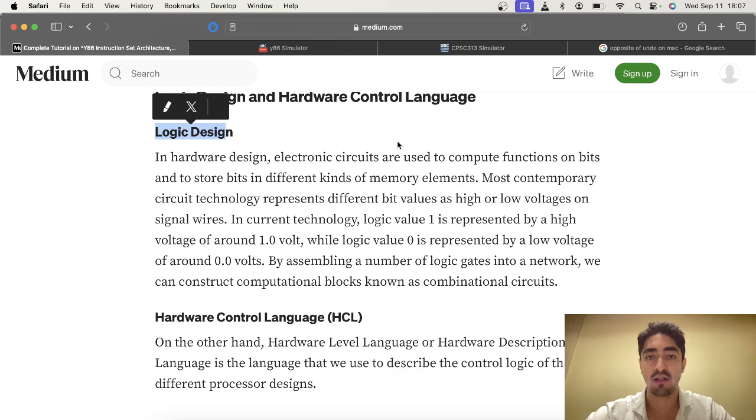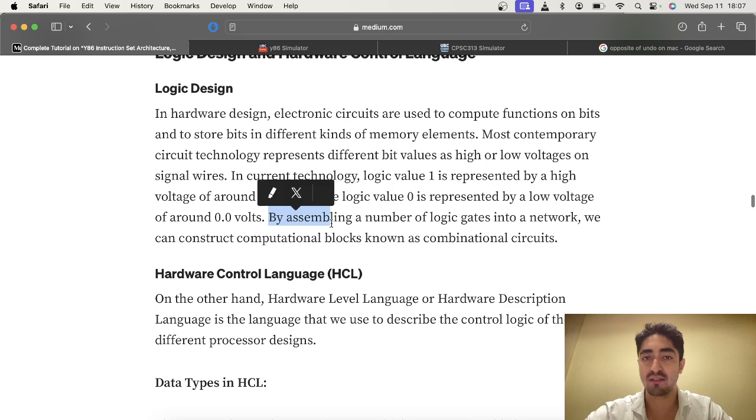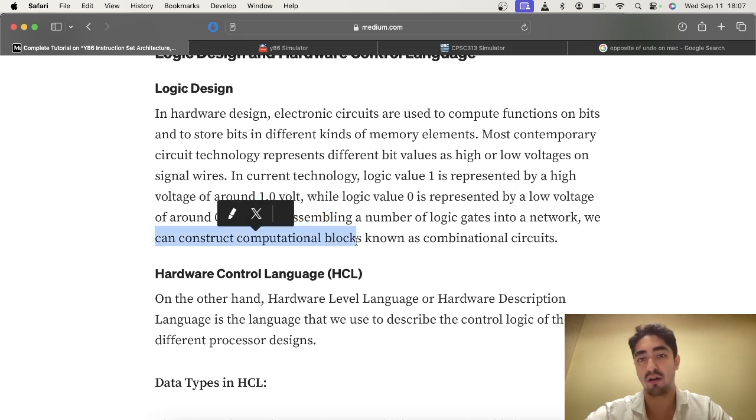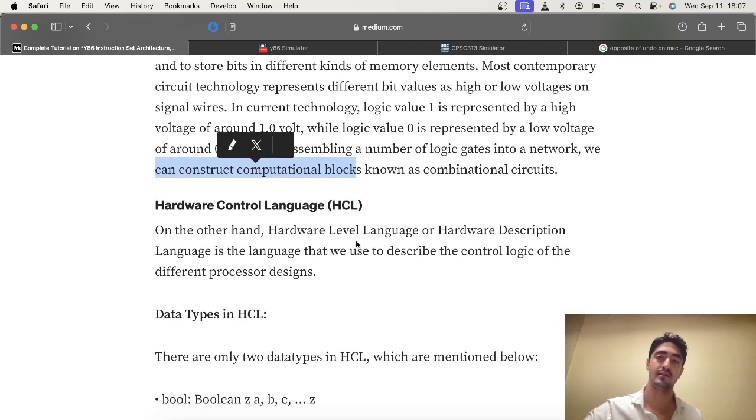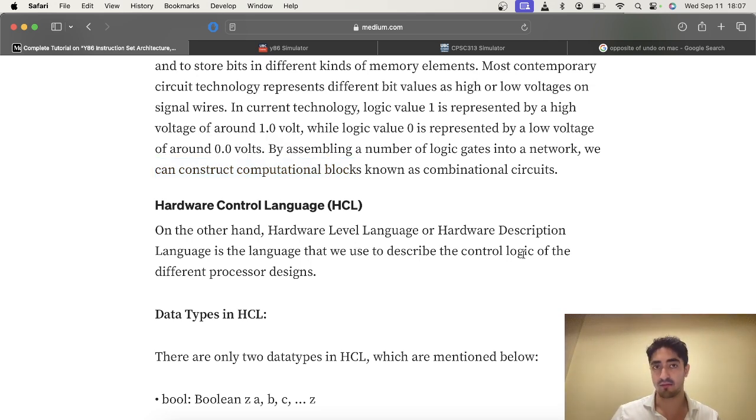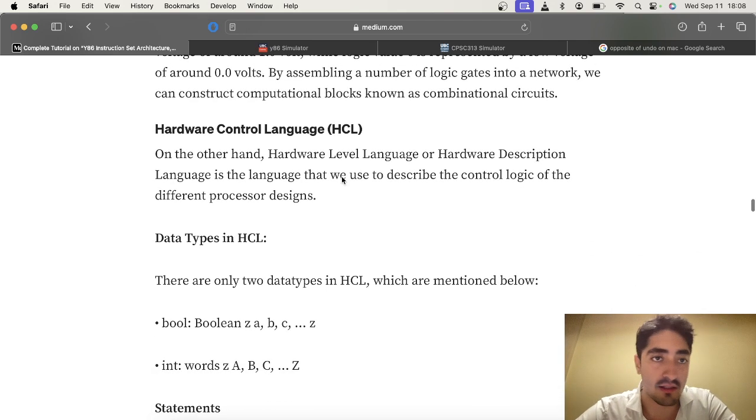By assembling a number of logic gates into a network, we can construct computational blocks known as combinational circuits. Hardware control language.